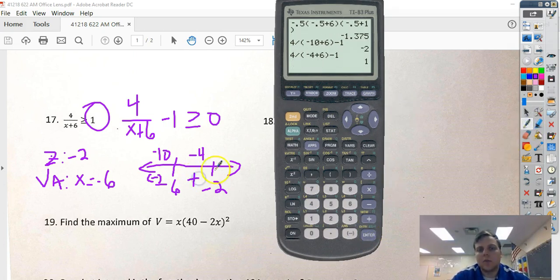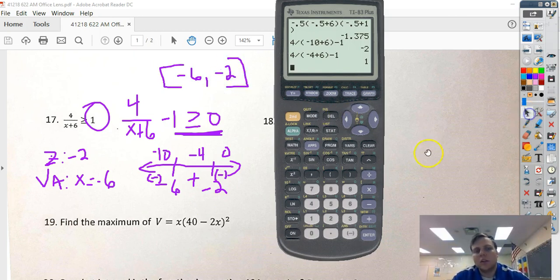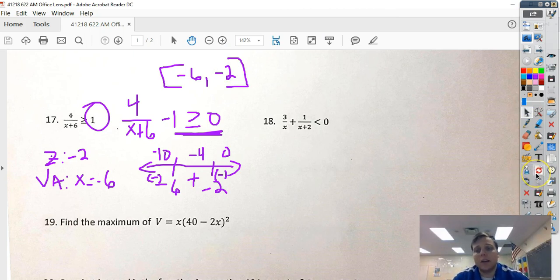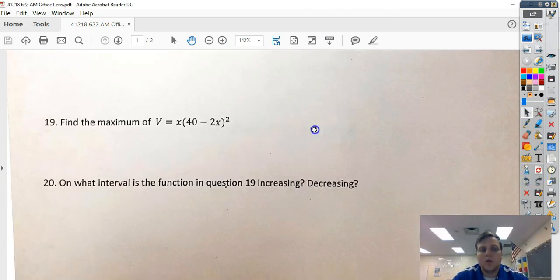And now I need to pick a number to the right of negative 2, such as 0. I plug that in, I'm going to get 4 over 6 minus 1. I know that's going to be negative. And we're only looking for positive intervals, so from negative 6 to negative 2, and it's equal to, so it also gets a bracket, negative 6 to negative 2. So that gets a bracket. I told you guys not to worry about 18, and I mean it. Don't worry about it. Move on to problem 19.